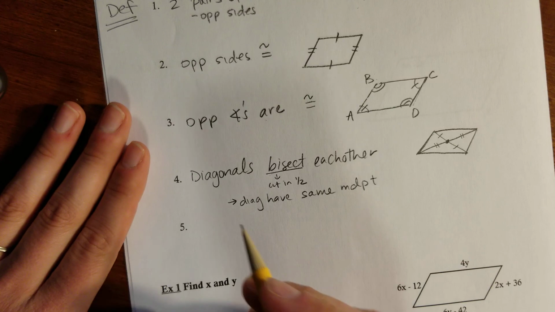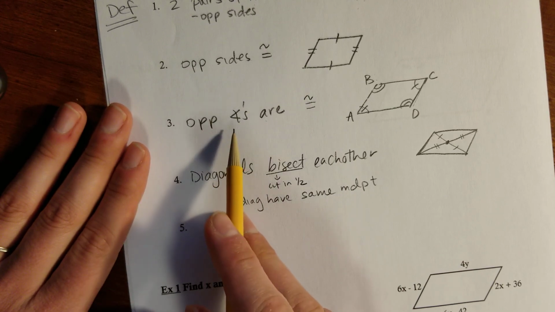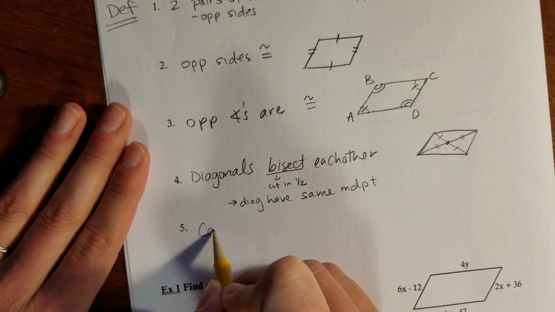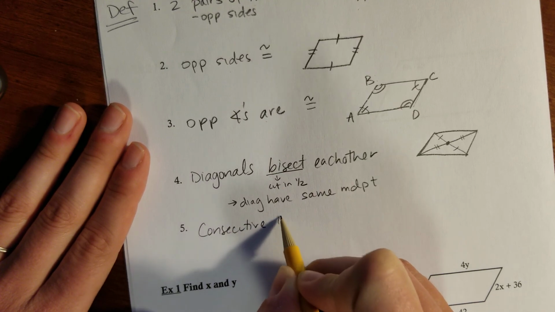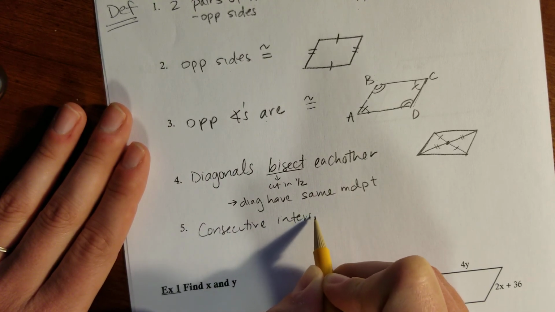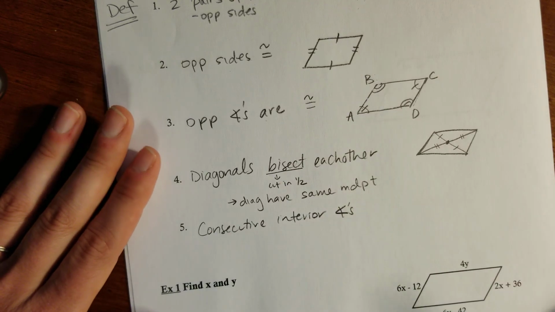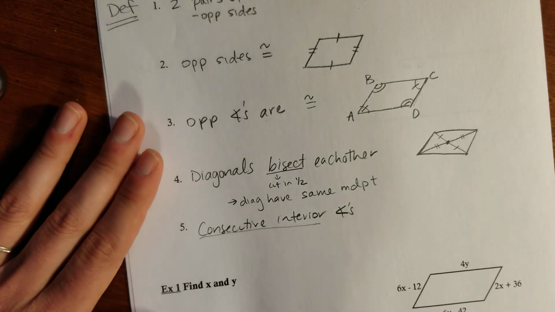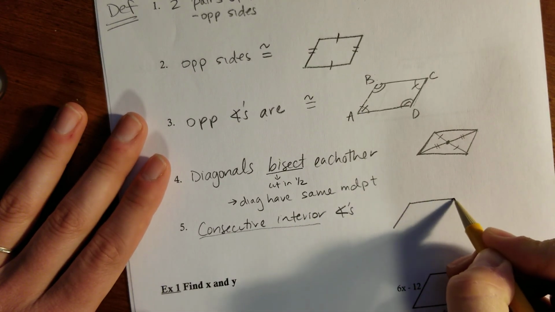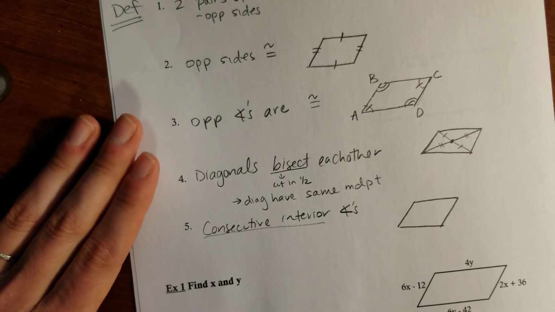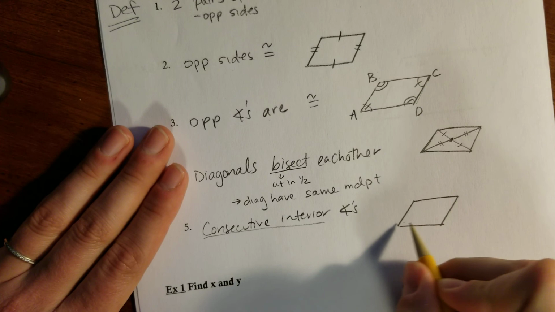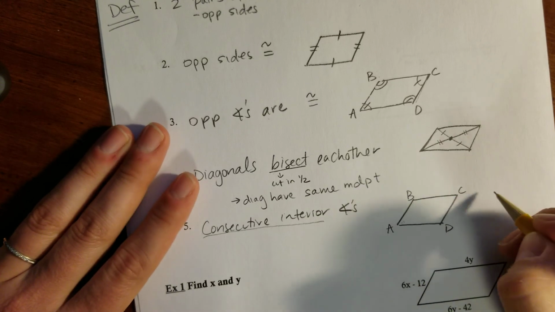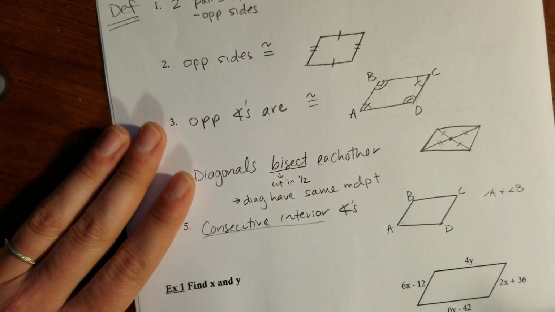All right, the last one is about angles again, but instead of opposite angles, we're going to talk about consecutive interior angles. So the consecutive interior angles. All right, so this vocab you may not remember. Maybe your teacher used the word same side interior instead of consecutive interior. But we're going to be looking at the angles that are next to each other. So A, B, C, D. Consecutive angles would be A and B. So angle A and angle B are consecutive.